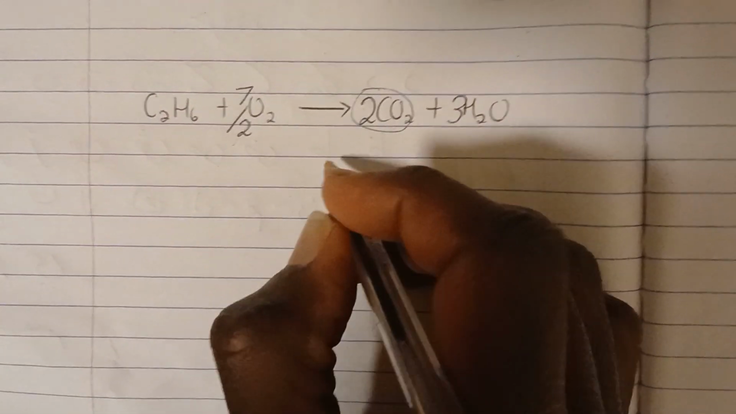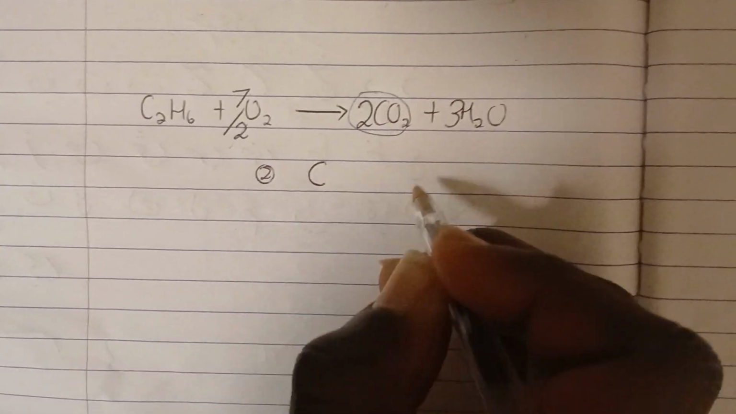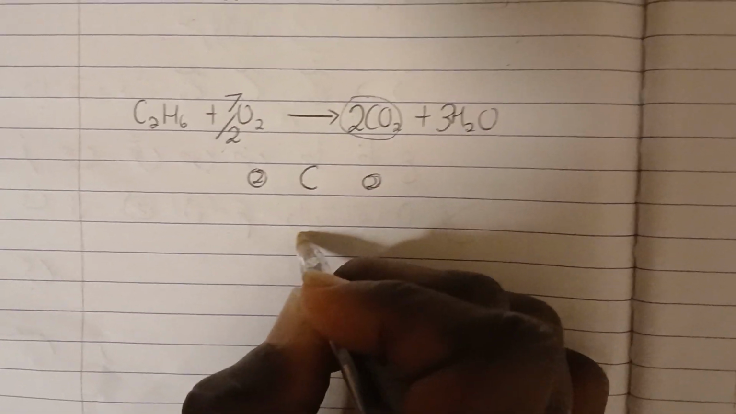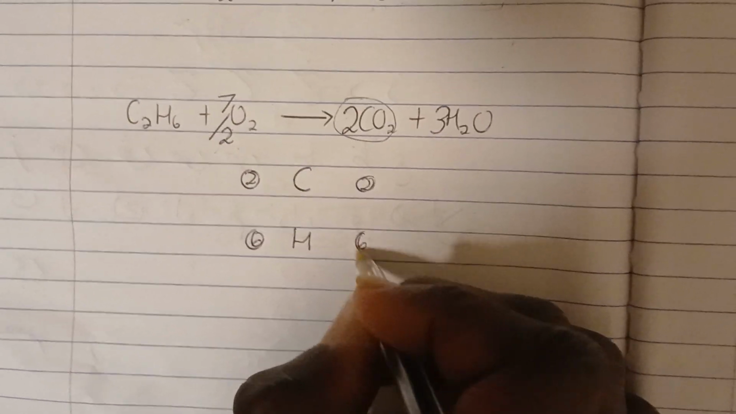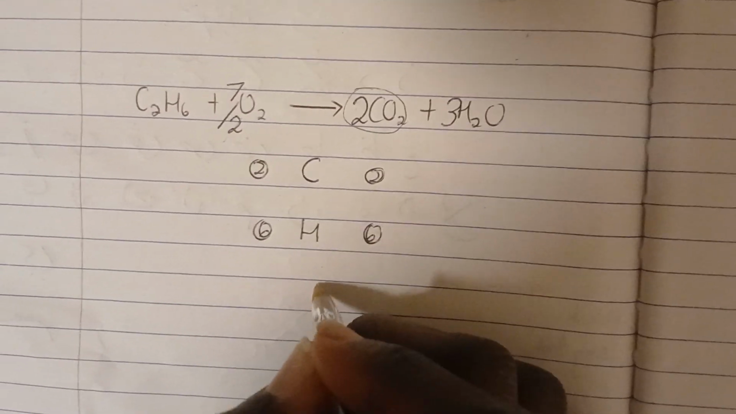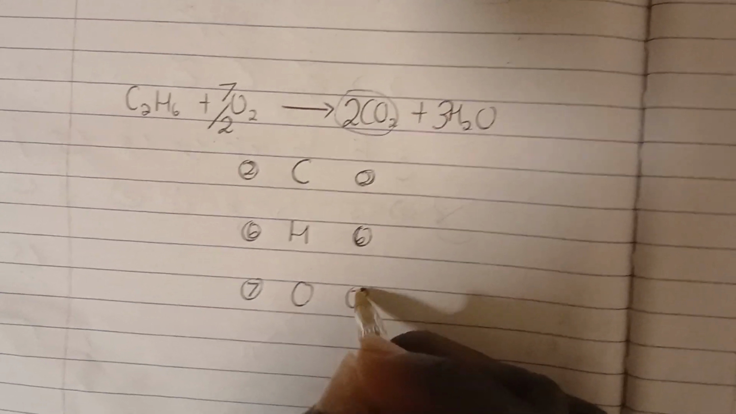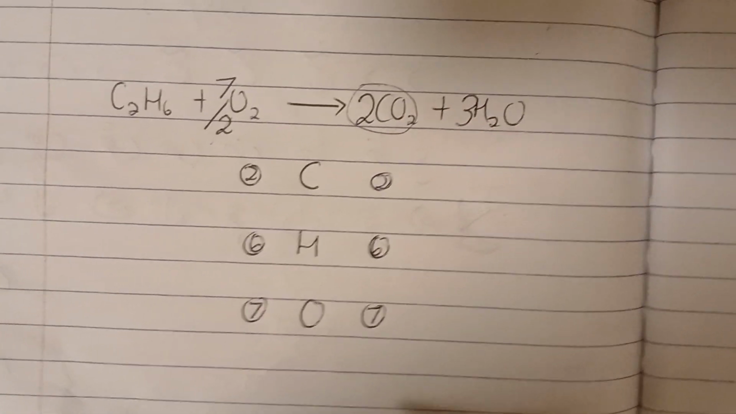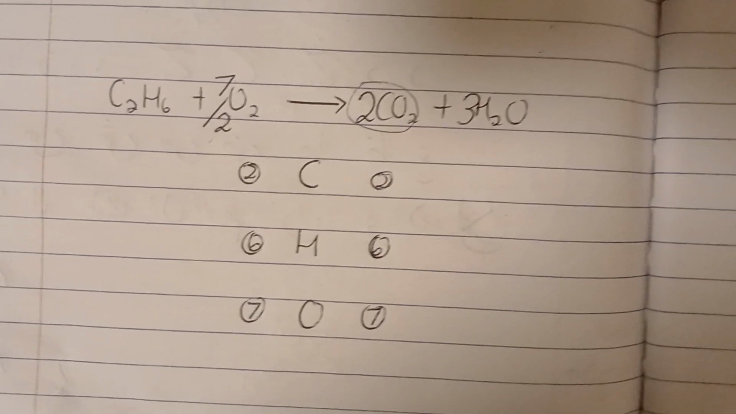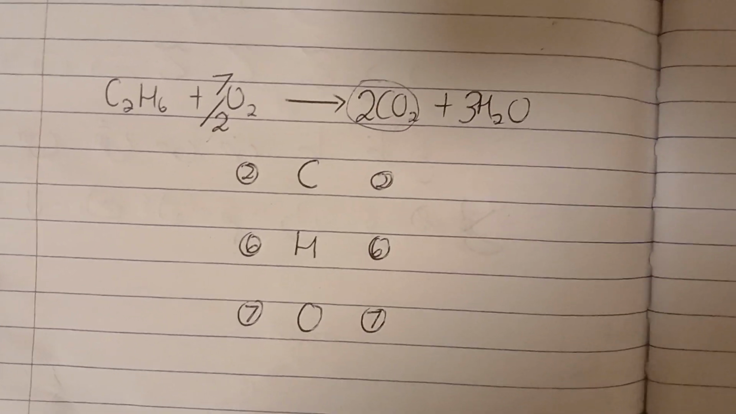So carbons are balanced. There are 2 carbons on this side, 2 carbons on this side. Hydrogen, 6 hydrogens on this side, 6 hydrogens on this side, and oxygen, 7 oxygens on this side, 7 oxygens on that side. Everything is balanced. Life is good. I got that from a professor. So yeah, this reaction is balanced.